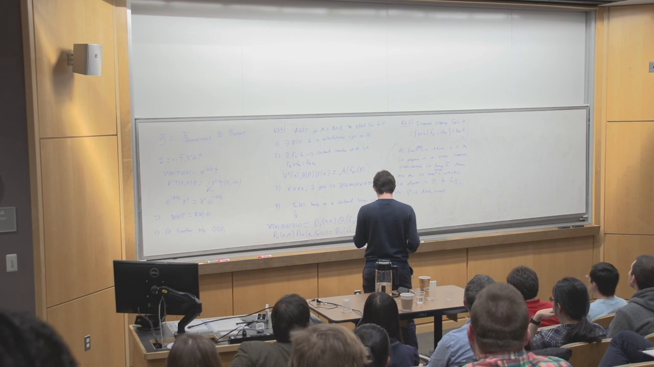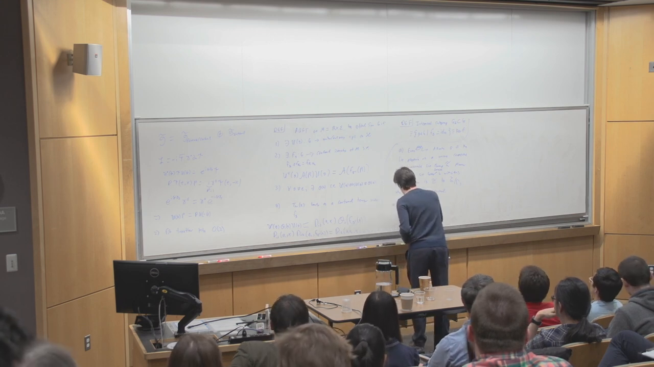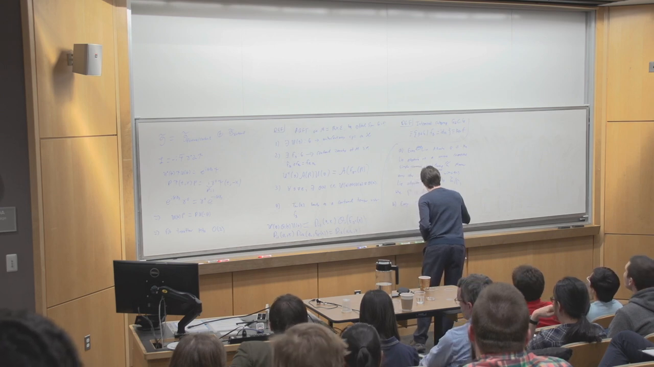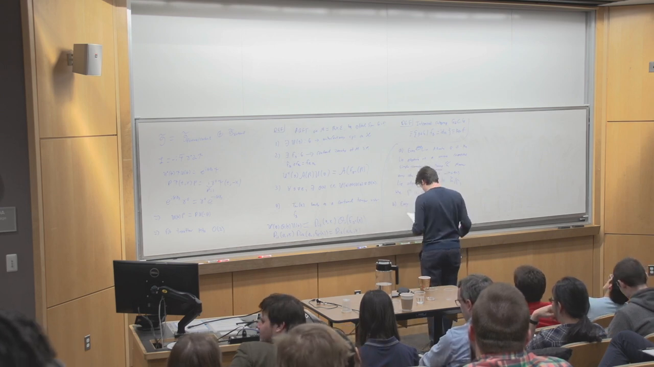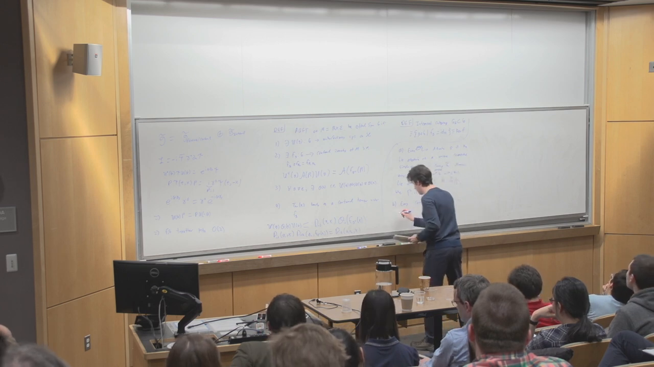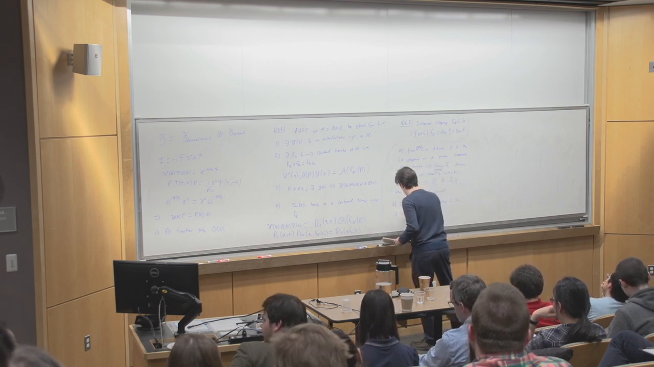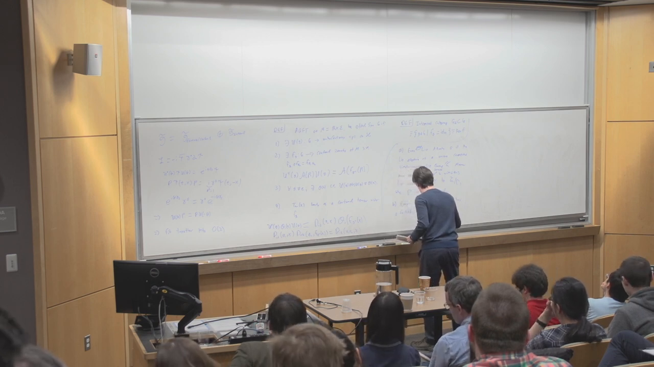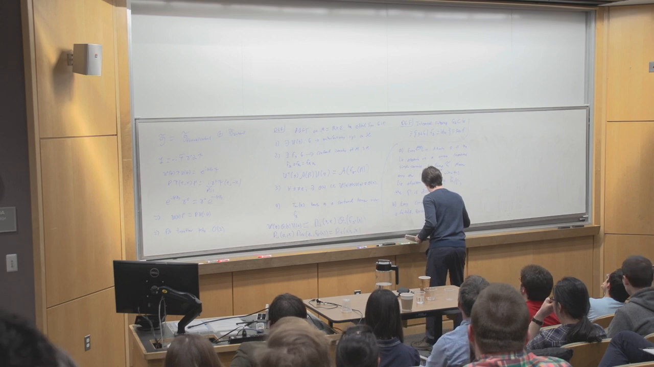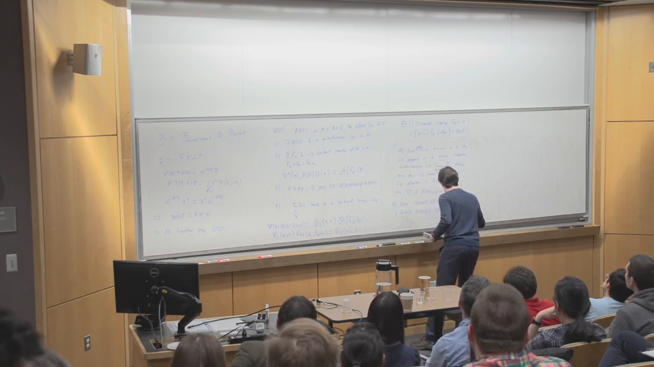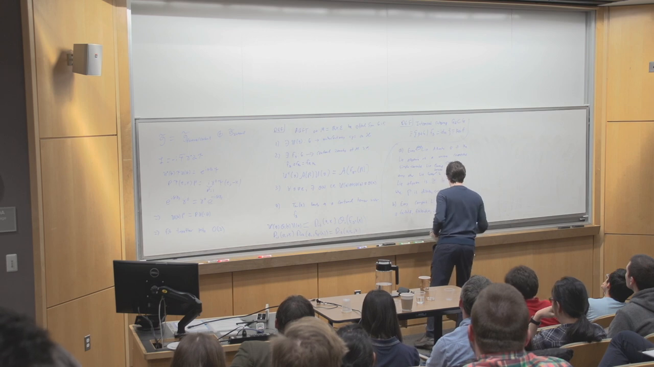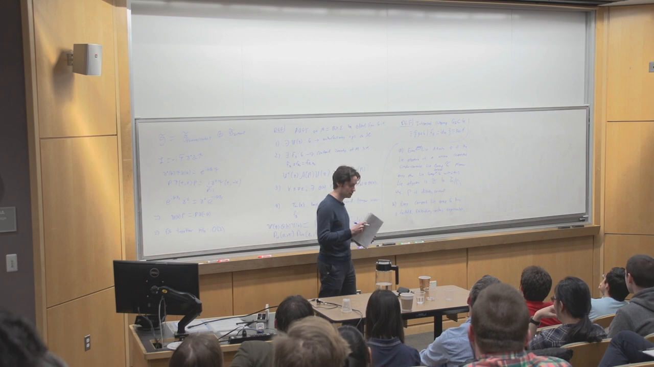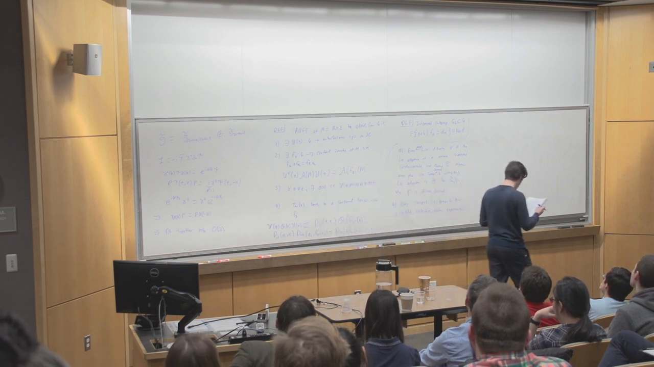Another fact that you should know: every compact Lie group G has a faithful finite dimensional unitary representation. Also not obvious. We actually review the proof of this in the appendix of our paper. It's kind of a nice proof.